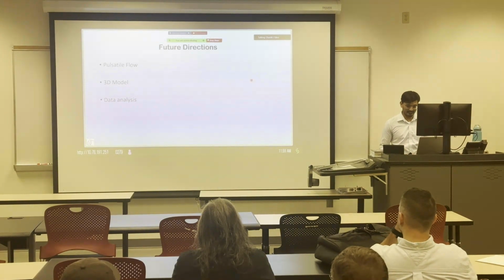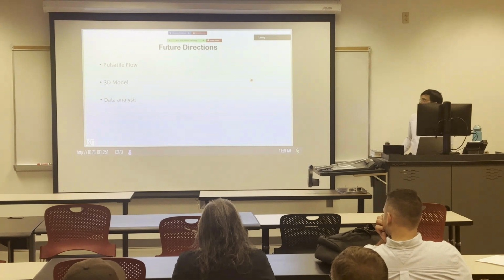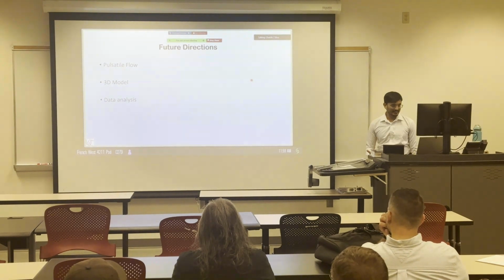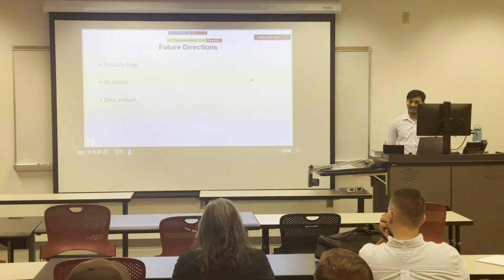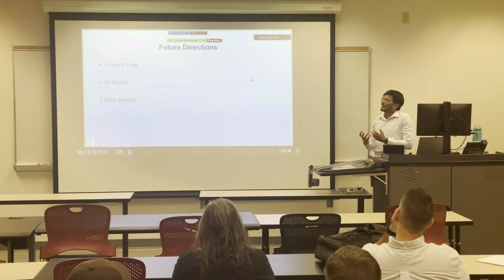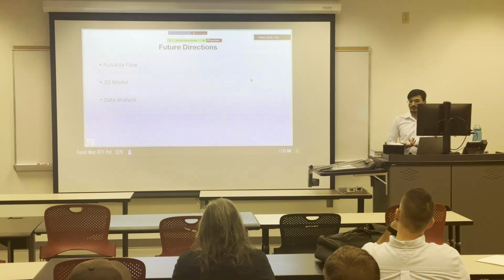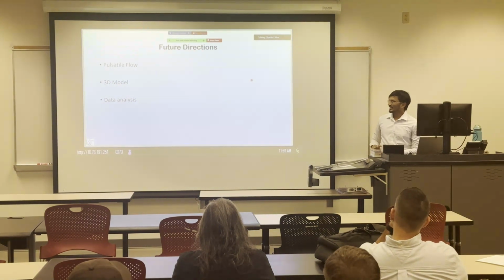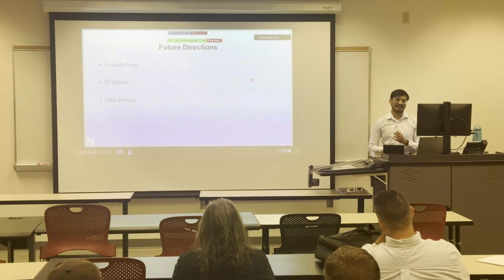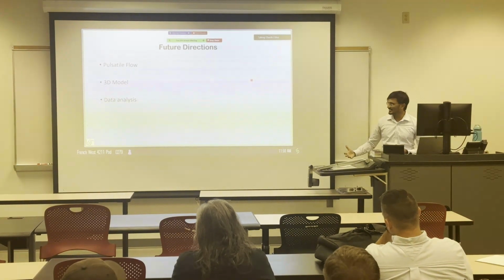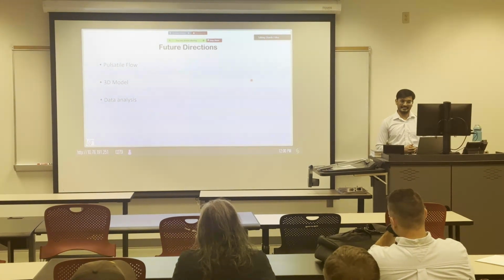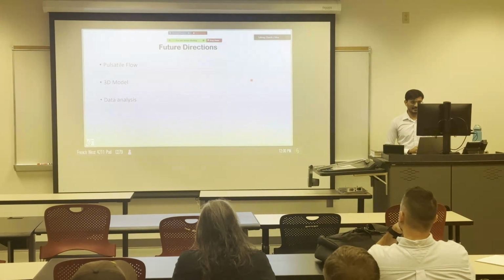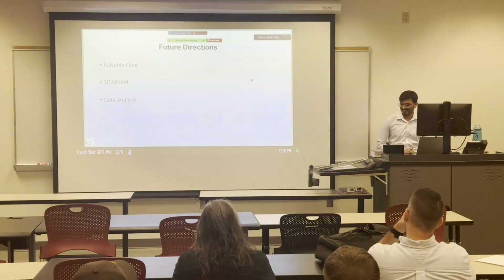And so in the future, this model can be improved into a pulsatile flow because that's not something that we have incorporated. And maybe this can be improved for a 3D model as well to improve the accuracy. And then either way, even if it is not a 3D case, we can generate a lot of simulations under this and calculate values to do further data analysis. And so that brings me to the end of my presentation.